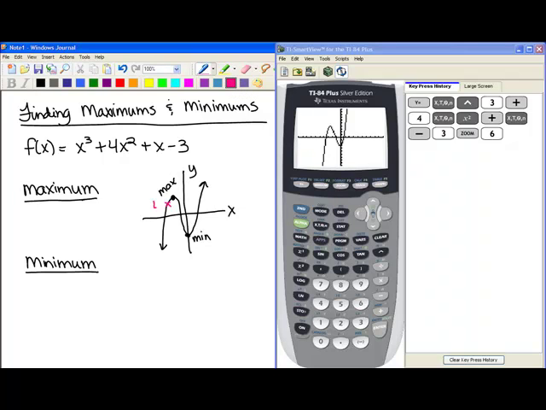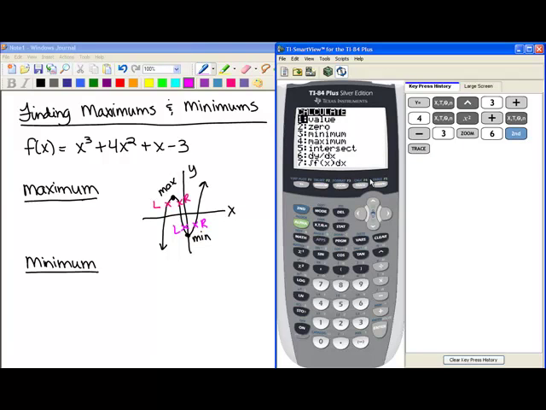The left bound would be to the left side of the maximum and the right bound would be on the right side. So when I go off and find this in the calculator, I'm going to tell it the boundary on the left and the boundary on the right. Now the same is true for the minimum. We'll need to give the calculator a left bound on the left side of it and also a right bound on the right side. Press second, calculate.